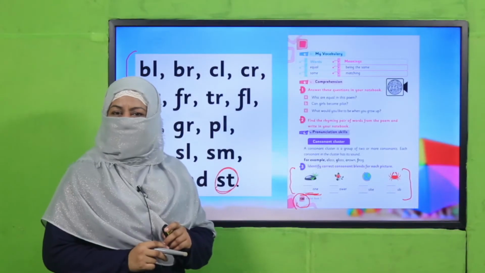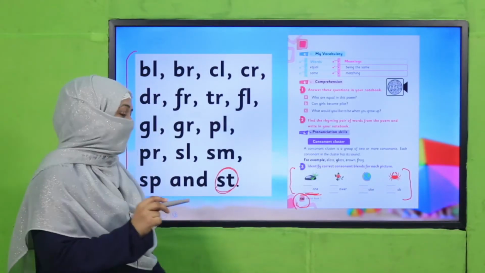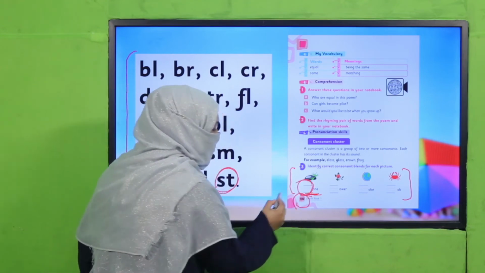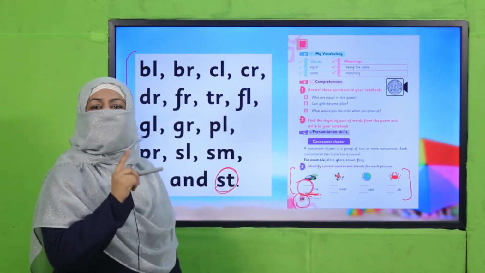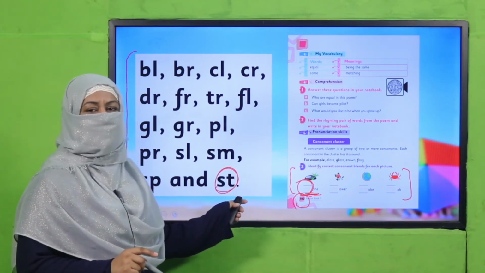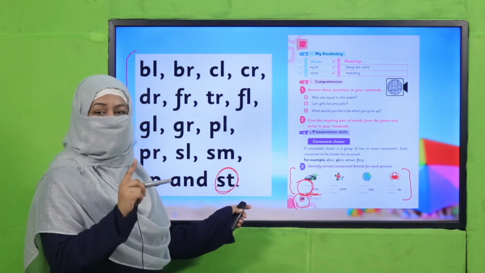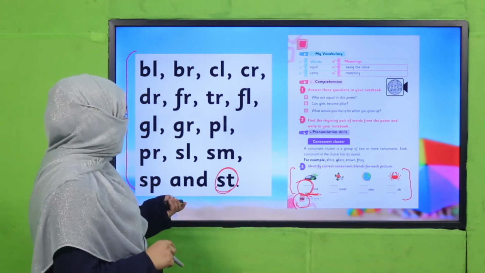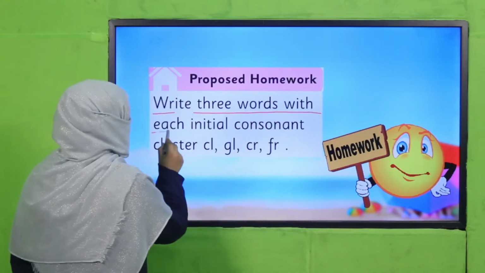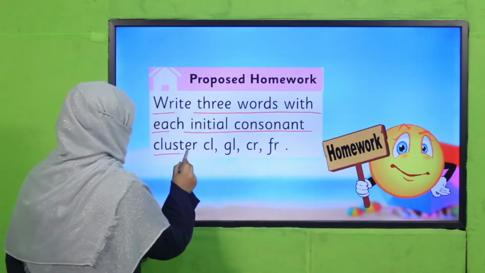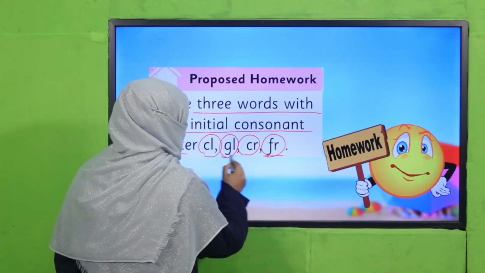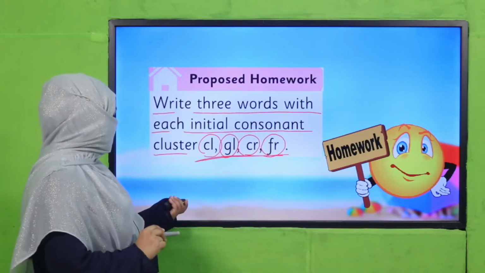Yes, my dear children, are you done with it? Now, have you noticed every word which you have written has an initial consonant cluster? Means at the starting of this word, there was a consonant cluster. That's why it is called initial consonant cluster, right? So it's time for your homework. You will write 3 words with each initial consonant cluster and the clusters are here. These are 4 clusters. So you will write 3 words with each cluster.